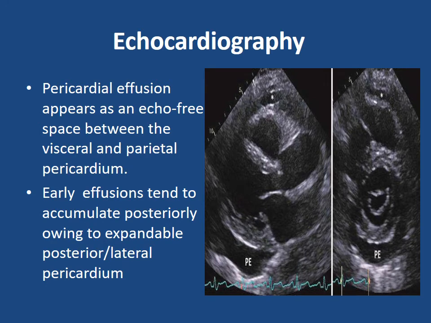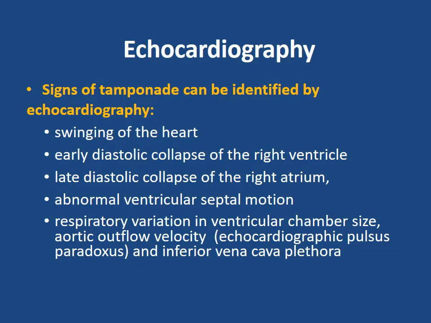The next investigation is echocardiography. The pericardial effusion appears as an echo-free space between the visceral and the parietal pericardium. The other signs of tamponade can be identified by echocardiography. These are the swinging of the heart, early diastolic collapse of the right ventricle, late diastolic collapse of the right atrium, abnormal ventricular septal motion, and respiratory variation in the ventricular chamber size and aortic outflow velocity. Pulsus paradoxus and inferior vena cava plethora can also be observed during echocardiography.